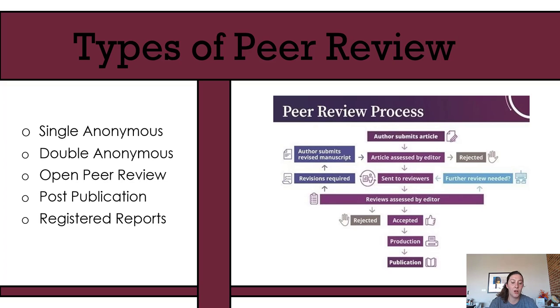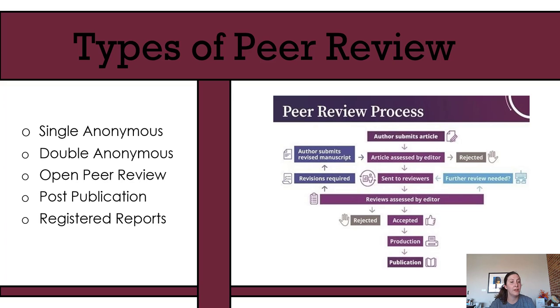Next comes the double anonymous. This is where both the reviewer and the author do not know who the other one is. This one is more common in the humanities and the social sciences. The same pro for this one, it gives the reviewer more chance to be fair and to be honest because they don't know who the author is.